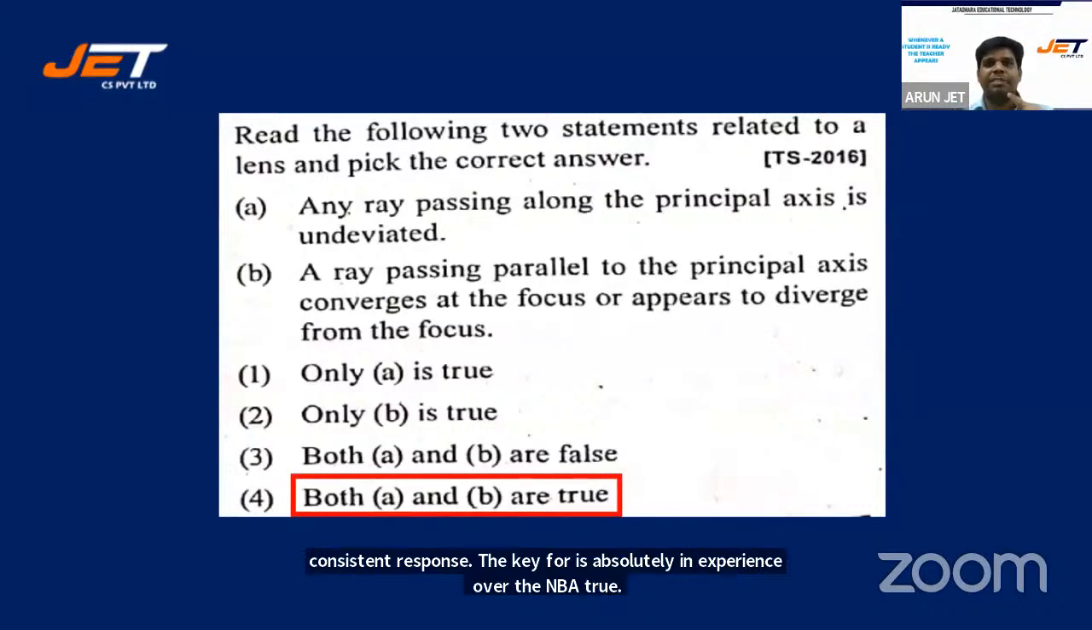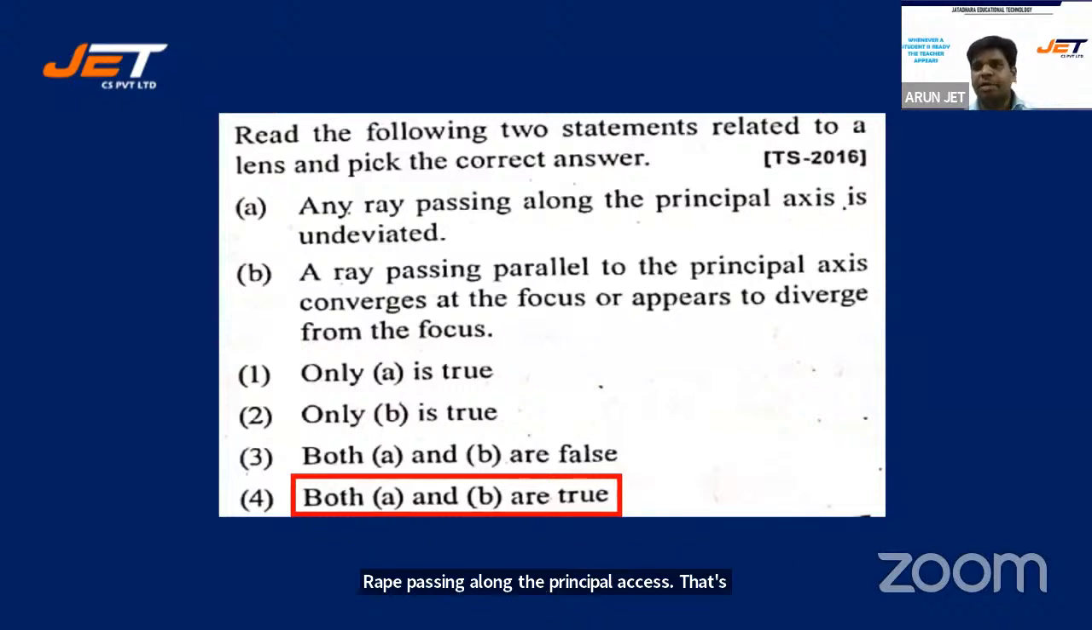Statement A, a ray passing along the principal axis, is nothing but passing through the optic center. A ray passing through the optic center goes undeviated. So a ray along the principal axis is undeviated. A ray parallel to the principal axis converges at focus or appears to diverge from focus, depending on the case of the lens, right? All right, students, with this, let us move on to the mathematics session.